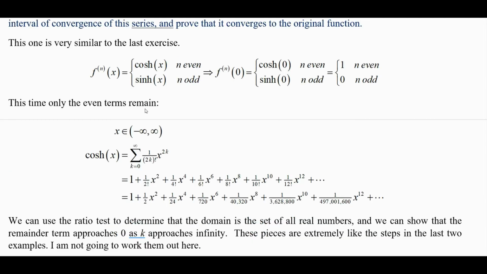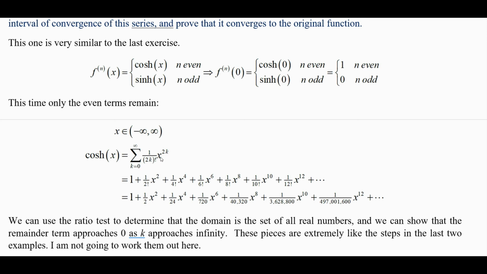So once again, we just get this two-cyclic pattern, starting this time with cosh of x when n is even, and then going to sinh of x when n is odd. Evaluating at 0, cosh of 0 is 1, sinh of 0 is 0. So this time it's the odd terms that are going to disappear, leaving only the even terms.